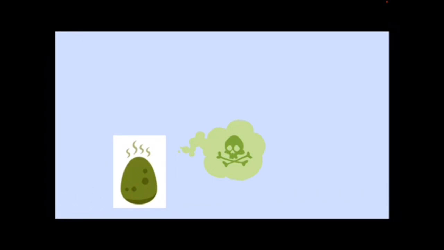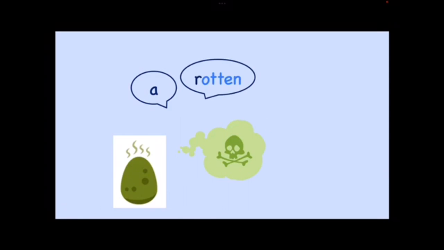So, are we going to have a rotten egg? Let's think about how we write it. And we write the letter A. Rotten begins with R. We write the letter R. And egg begins with E, so we write the letter E.